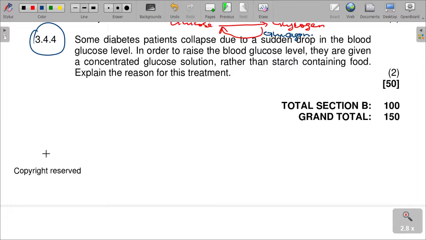In this case, what is happening is that concentrated glucose will be absorbed directly into the what? Into the blood, because glucose is the what? Is the monomer unit of carbohydrates, which requires no digestion. That is the reason for this question.